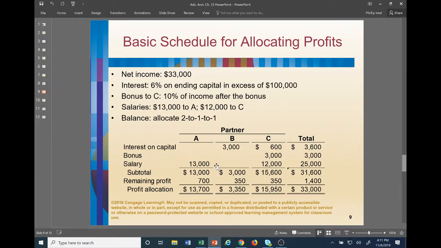Now, obviously, the salaries, which is the next line, of $13,000 and $12,000 are to be allocated to partners A and C respectively. So we can see here $13,000 to A, $12,000 to C respectively, total $25,000. For the subtotal, we just go through and sum them up. We can see 13,3, 15,6, and 31,6. So as we can see, there is still a remaining profit that has to be allocated.